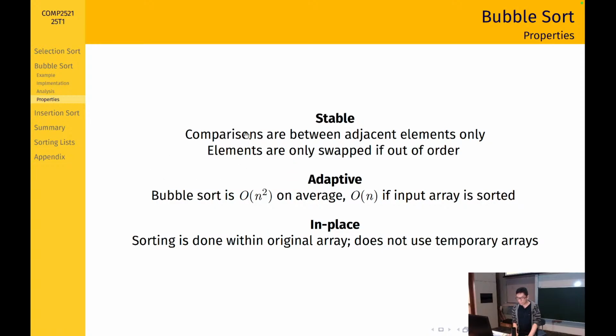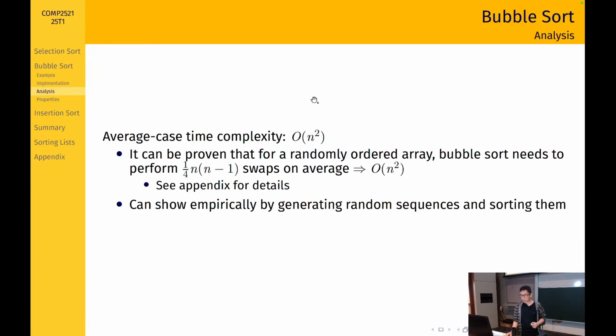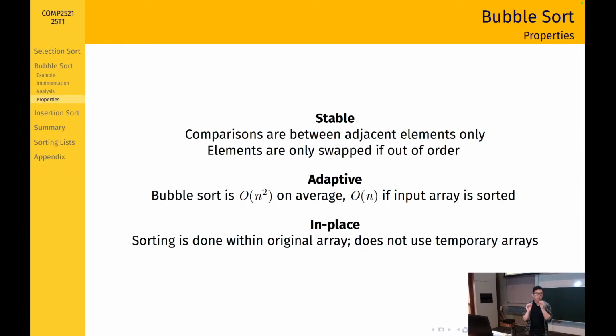Okay, and in terms of the other properties, it's stable, right? The reason it's stable is that we are comparing adjacent elements. If the first item is equal to the second item, we don't swap them. We only swap them if the first item is greater than the second item. So comparisons are between adjacent elements only. We're not performing any long-range comparisons or swaps here, and we only swap them if they're out of order.